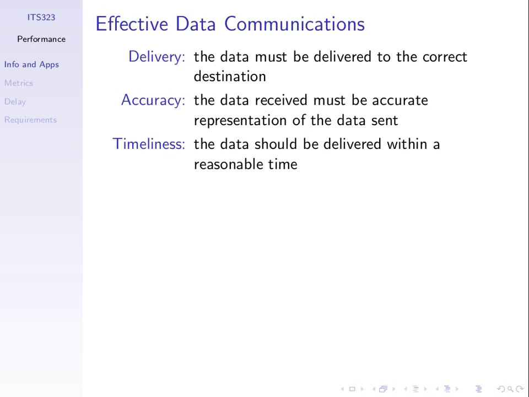Timeliness is that A sends data to B, A sends the data now, and B should receive that within some reasonable time. It shouldn't be delayed too much. And we'll talk about how much is too much as we go through these slides.